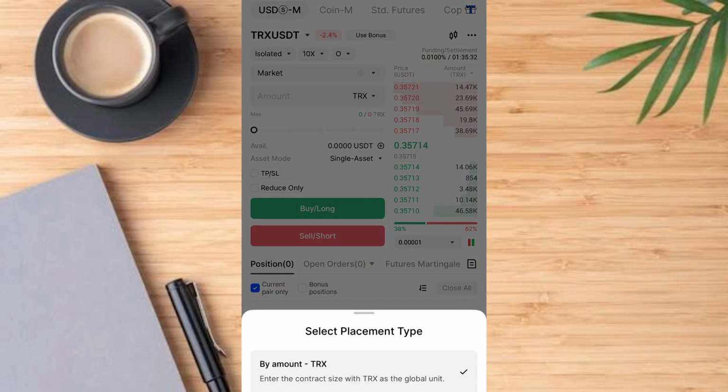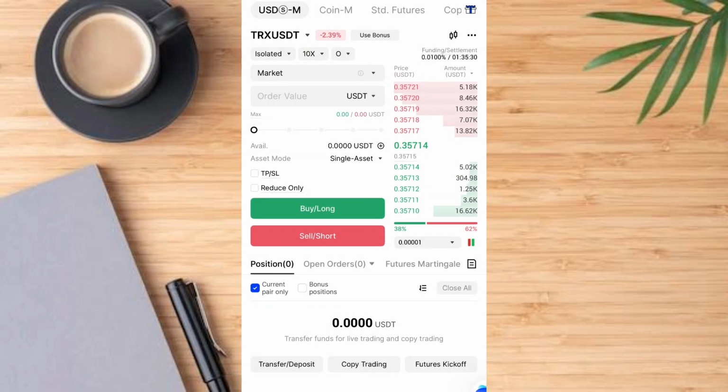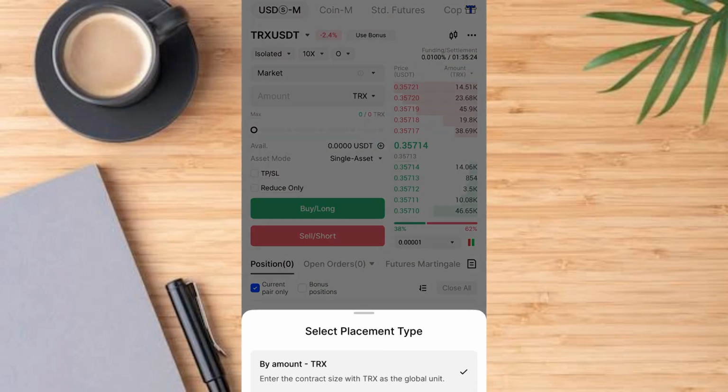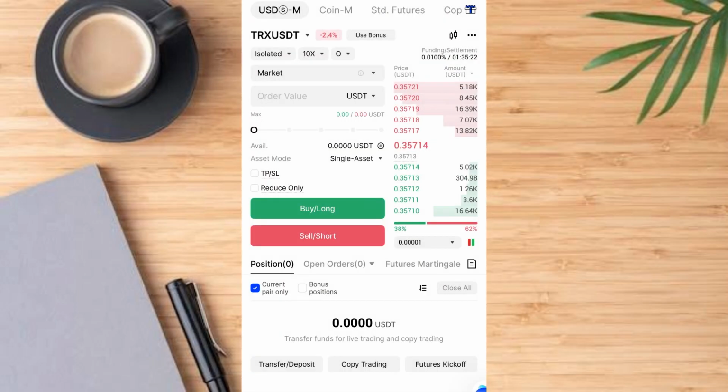But most of the time, guys, always use USDT. This determines the amount of USDT you have in your account. So that is how to trade on this platform. That is the market price on this platform.